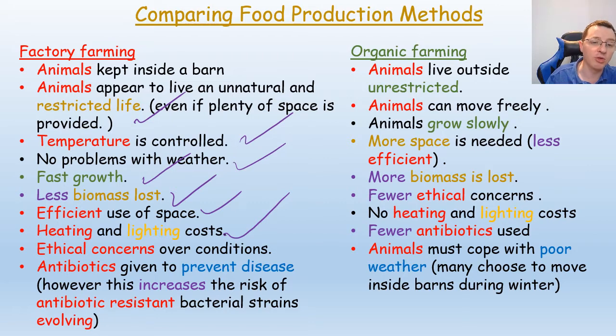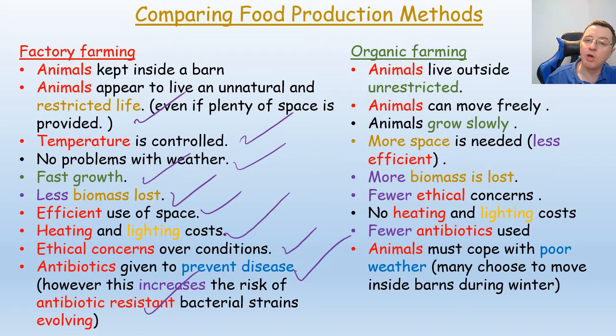There are ethical concerns over the conditions the animals are kept in. And often the animals will be given a large amount of antibiotics to prevent the spread of disease. And this also increases the risk of antibiotic-resistant strains of bacteria evolving. So some people will prefer not to consume meat and dairy products from animals that have been factory farmed.